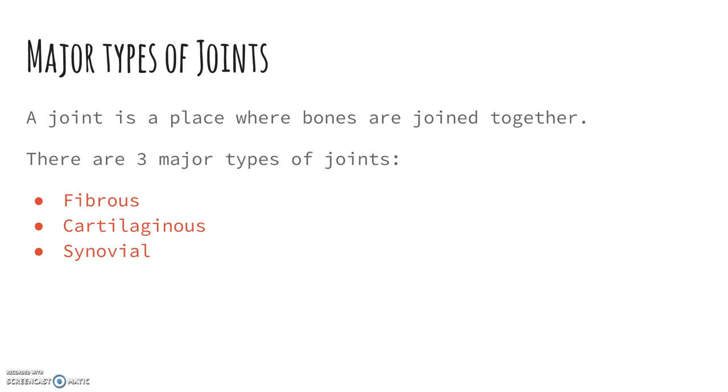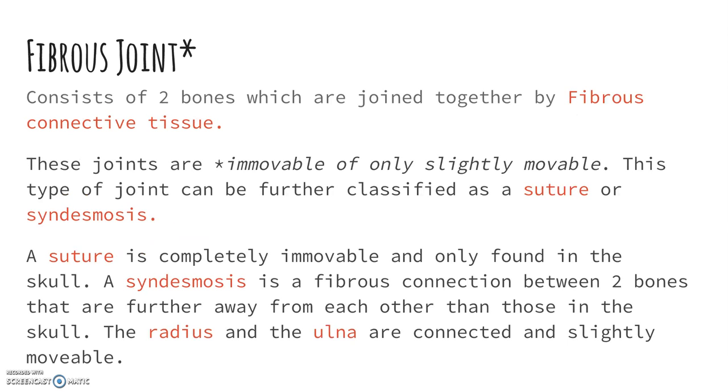A joint is a place where bones are held together, and there are three major types of joints: the fibrous, cartilaginous, and synovial. A fibrous joint consists of two bones that are joined together by fibrous connective tissue. These joints are immovable or only slightly movable. This type of joint can be further classified as a suture or a syndesmosis.